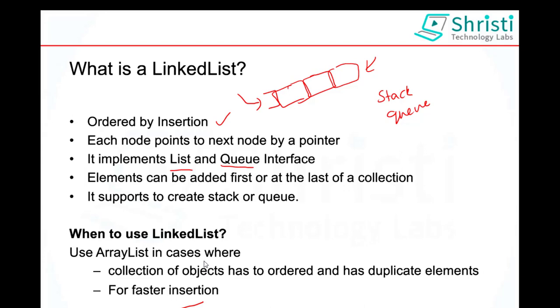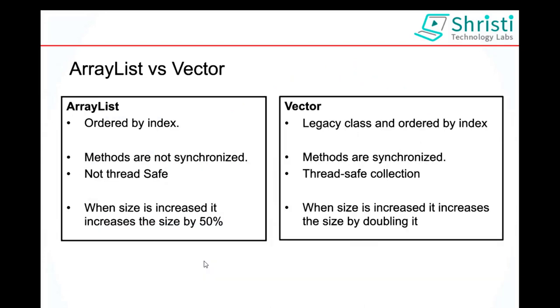In case of array list, you need to give by position. So that is the difference between a linked list and array list. Array list can be used for faster retrieval. Linked list can be used for faster insertion.